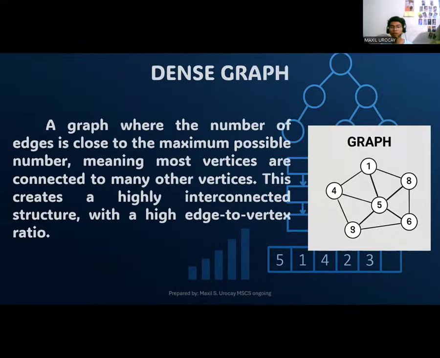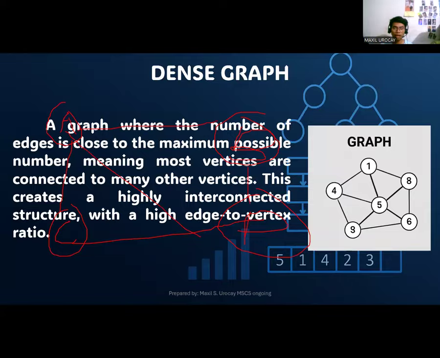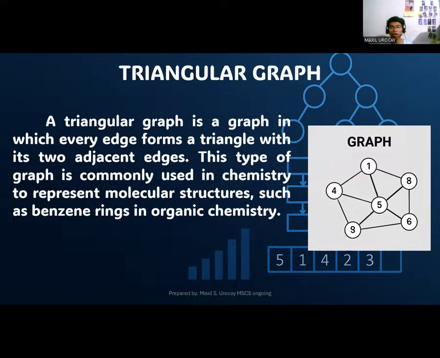Now, for dense graph, it is different. The number of edges is close to the maximum possible number, meaning most vertices are connected to many other vertices. This creates a highly interconnected structure with a high edge-to-vertex ratio. What am I trying to imply? A, B, C, and D for a dense graph, they're absolutely connected, populated, for example, like this. So that's actually dense.